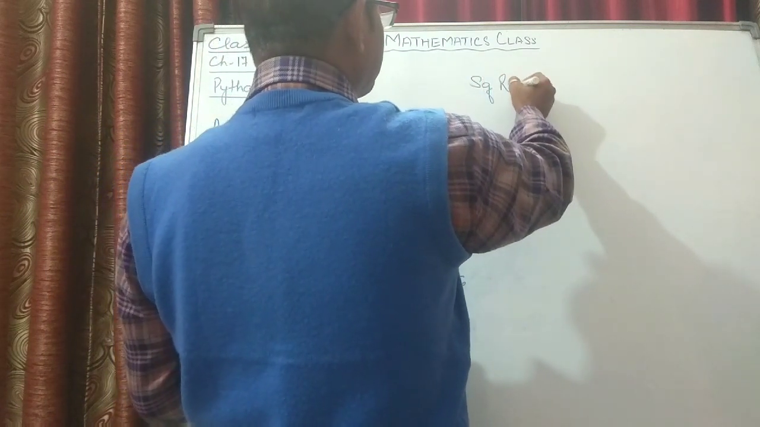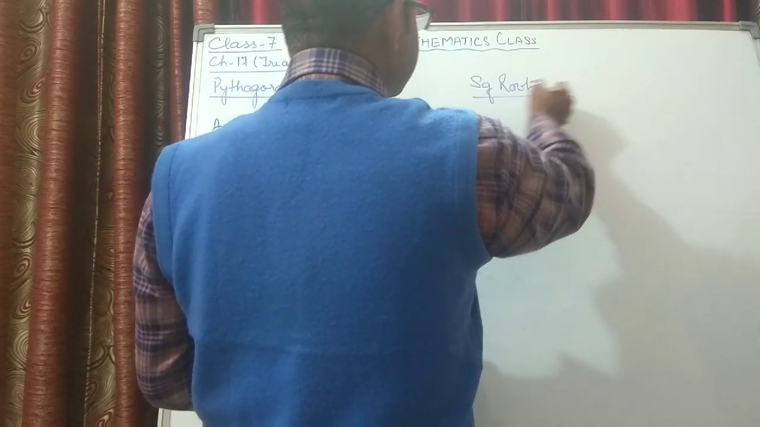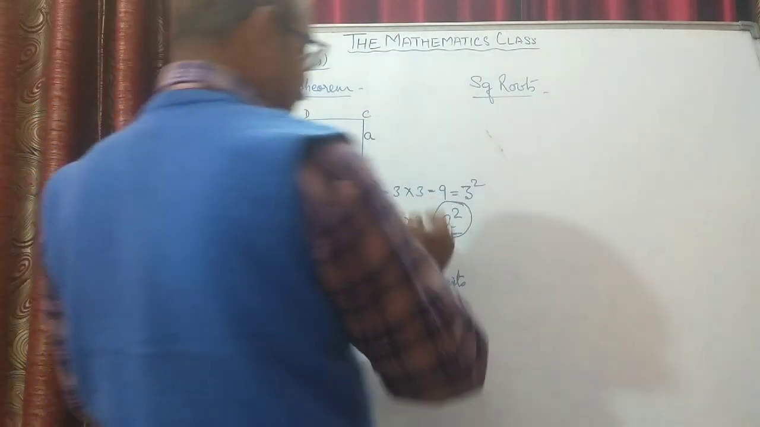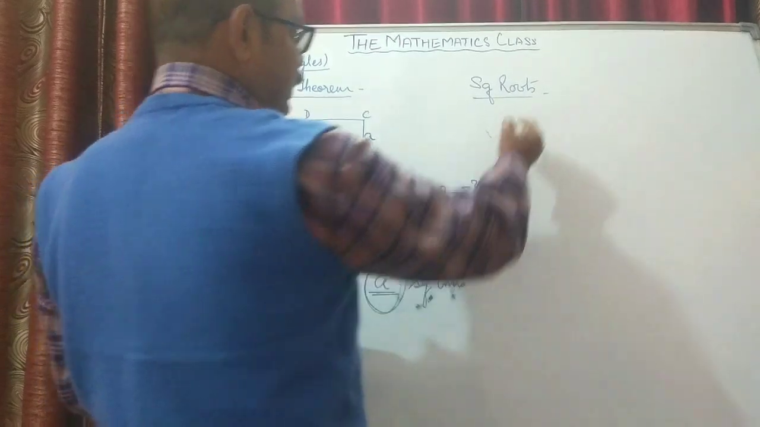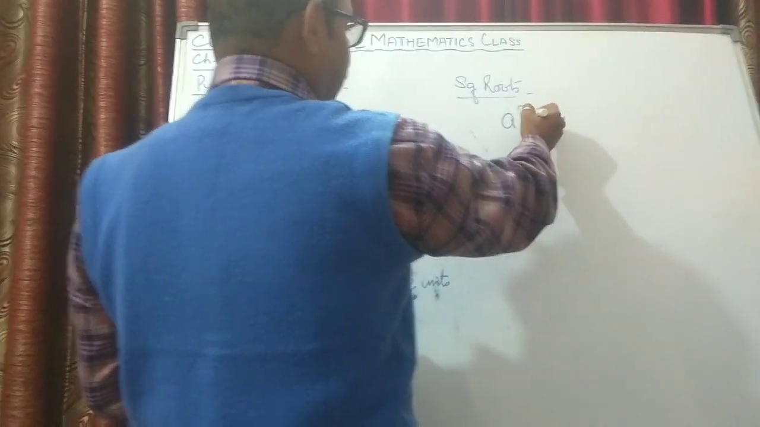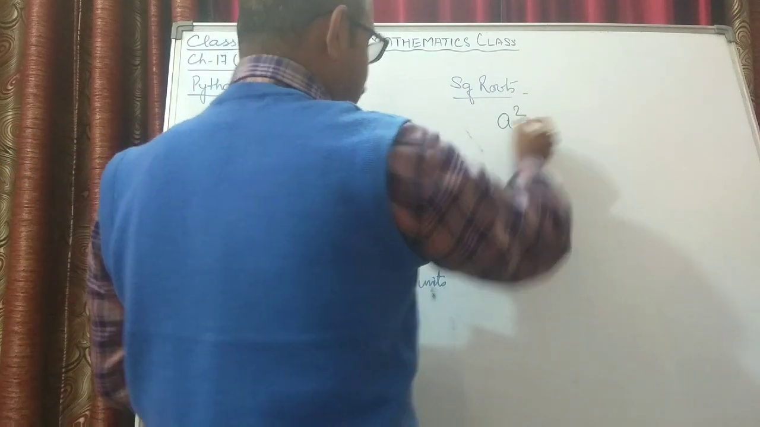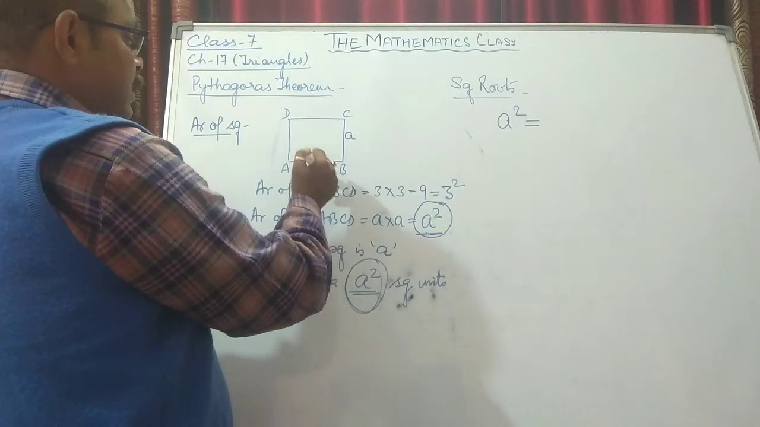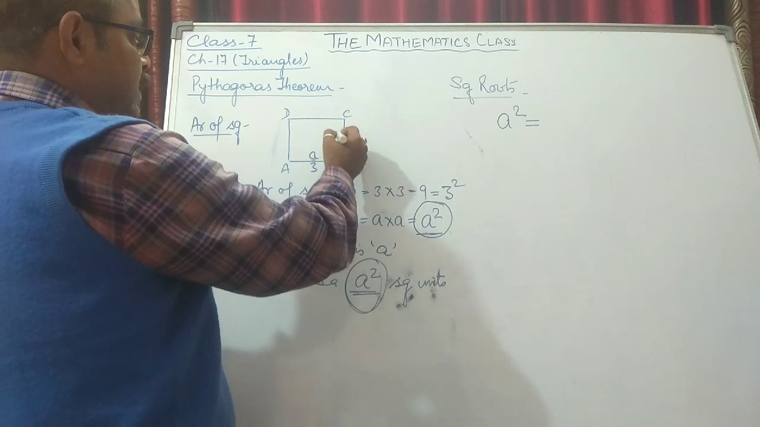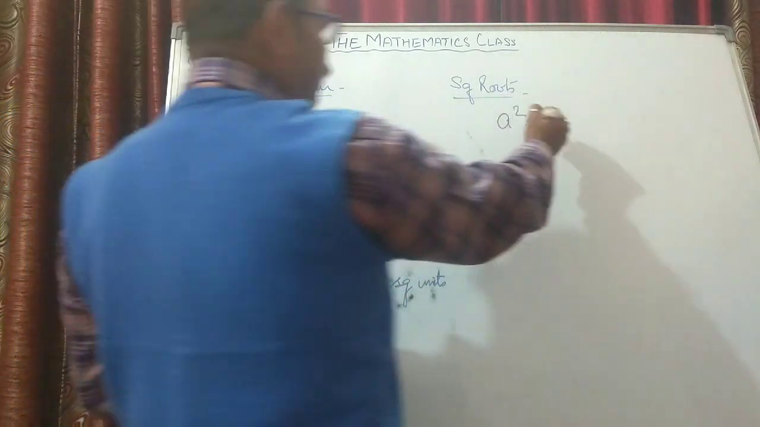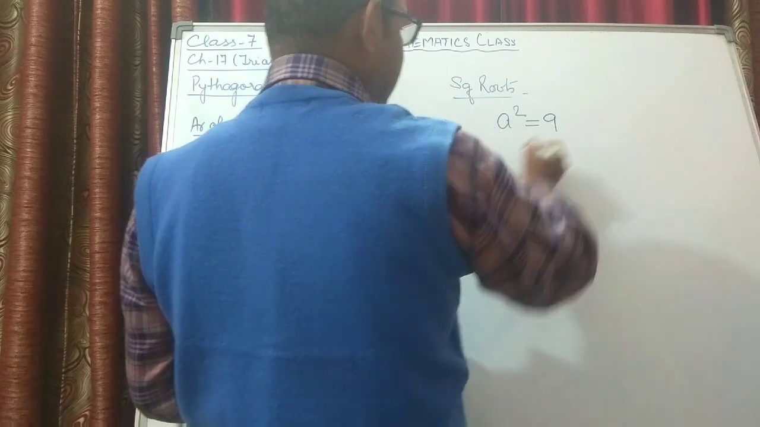Number 2 is the concept of square root. Now this is also new to you all. What is the concept of square root? Suppose the area of this square was A square when the side was considered as A. Now when the side was considered as 3, the area of this square came out to be 9. It means A square can be written as 9.